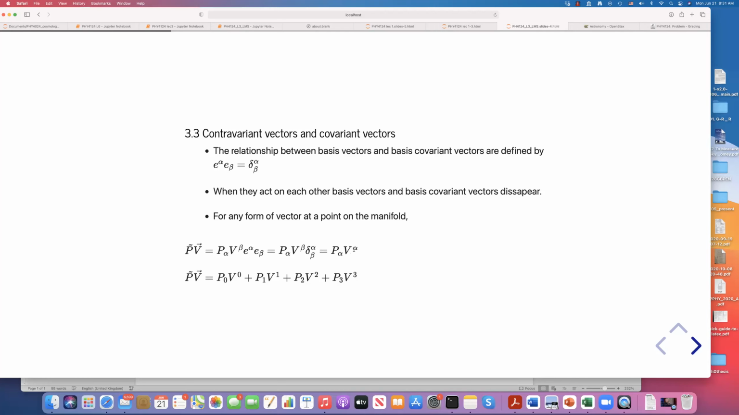Now, from the Einstein summation convention, if you have, let's say, 4 components, then alpha will run from 0 to 3, or 1 to 4. If that is the case, the product of this covariant vector and contravariant vector can be written as P0 V0 plus P1 V1 plus P2 V2 plus P3 V3, right? So that's how you write it.